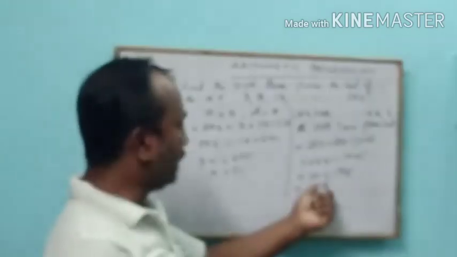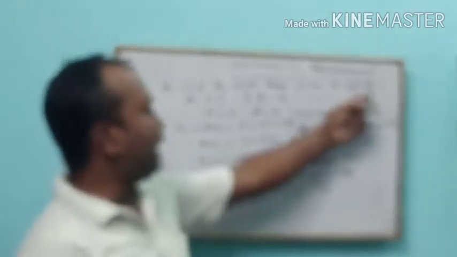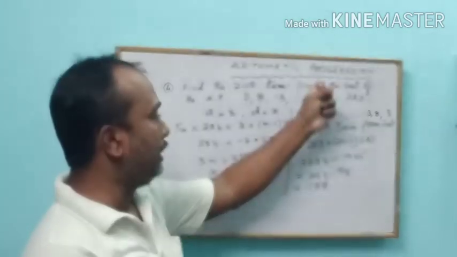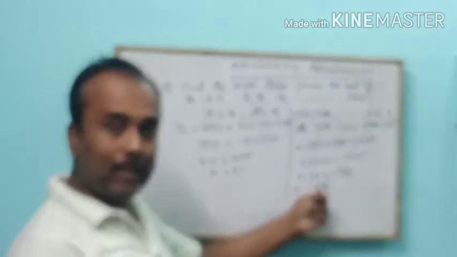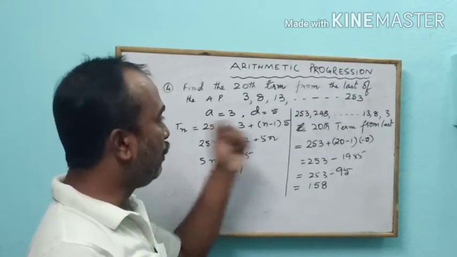So this 158 is the 20th term from the last. Means we can count from here, first term, then 248 is the second term, and that way 158 is the 20th term from the last.